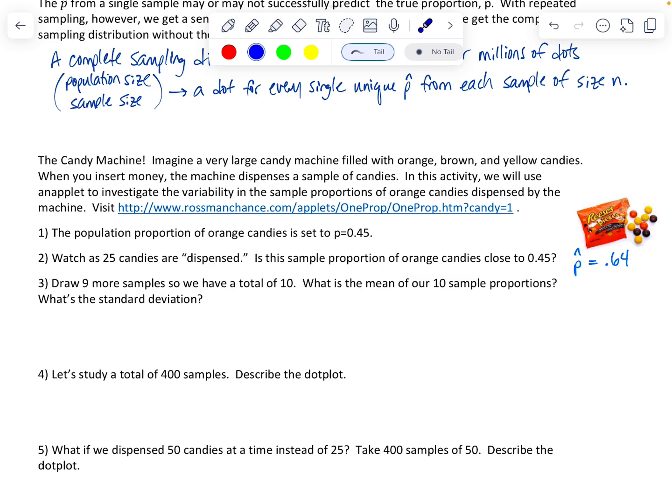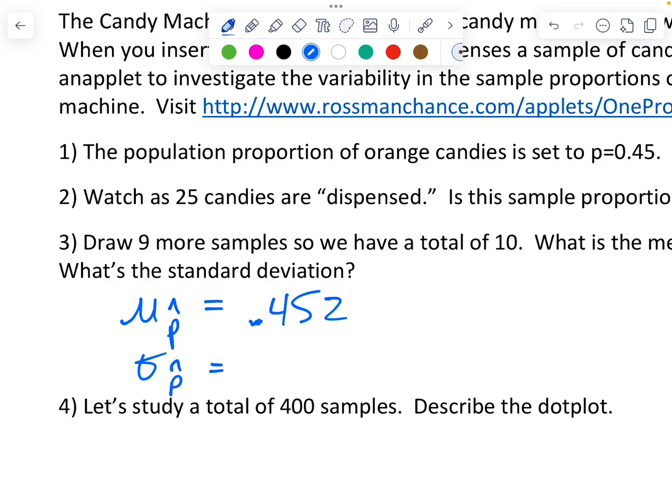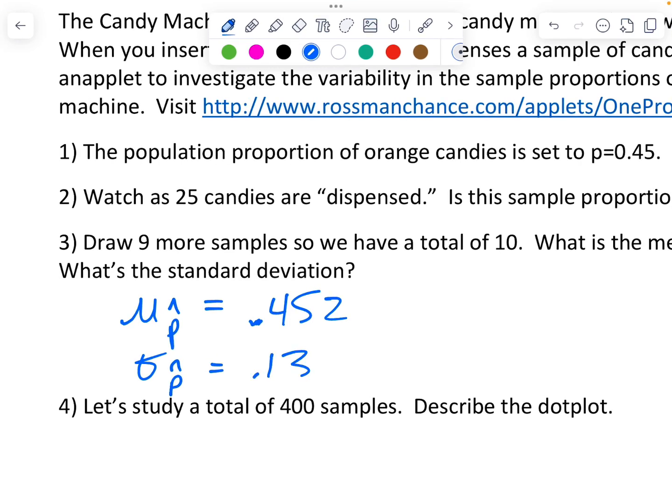Draw 9 more samples. What was the mean of our 10 sample proportions? So the mean of the p-hats, see what I'm doing there? The mean of the p-hats, look at those symbols. It was 0.452, if I remember correctly. And the standard deviation of all the p-hats was, what was that number? Sorry for flipping back and forth, 0.133.